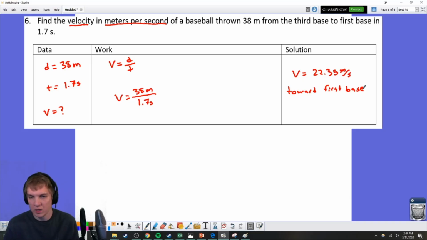All right, you could also technically say away from third base, but that's not technically accurate because you have to tell where it's going. From third base could mean that it could be going to home plate, could be going to second base, could be going to the outfield even for some bizarre reason. But you would have to describe where it's going, not where it's coming from. So toward first base would be the correct answer to put there. So that concludes the practice problems 1 through 6. Be sure to review the notes in order to get the answers to practice problems 7 and 8.